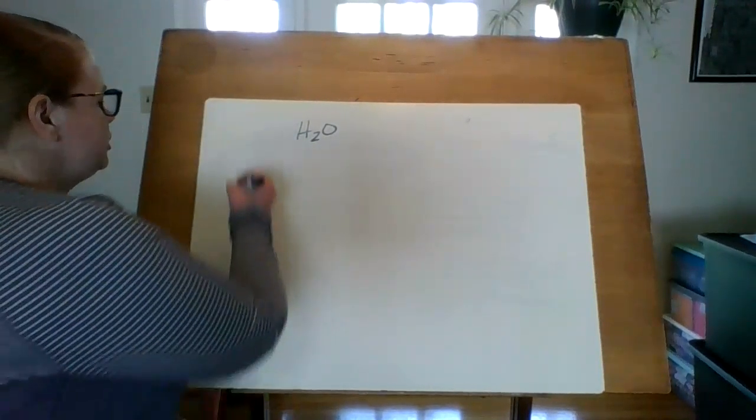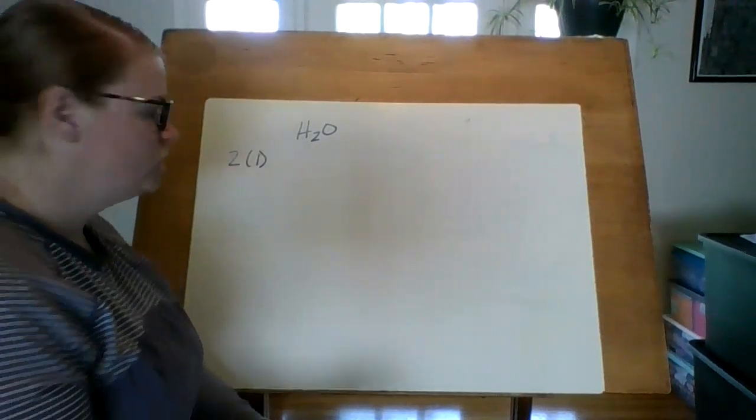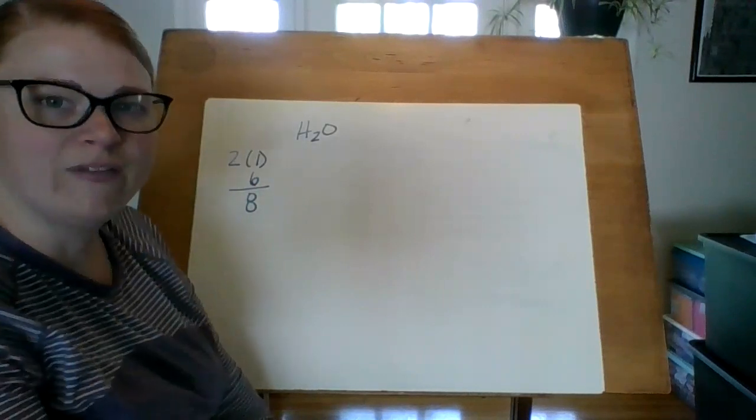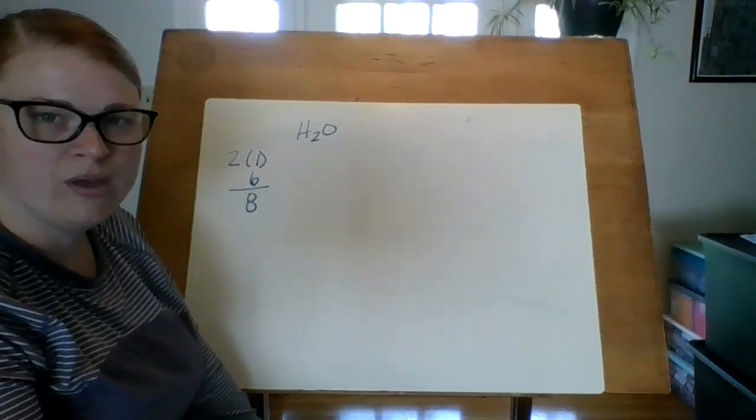We have 2 hydrogens. Each hydrogen has 1 valence electron. Oxygen has 6 valence electrons. That gives us a total of 8 electrons. So that's how many we have to work with.